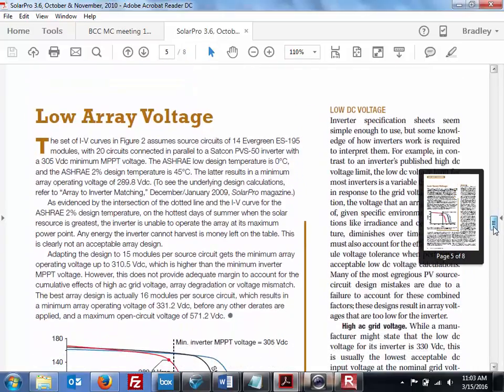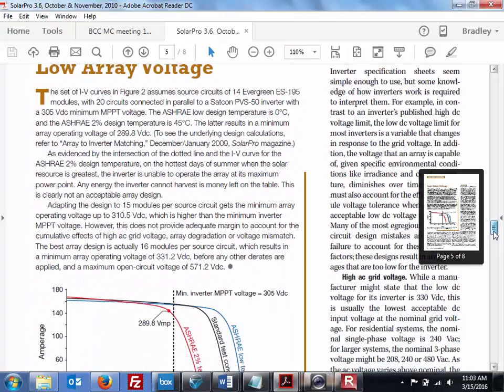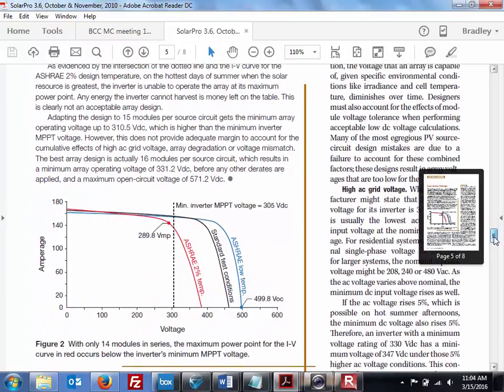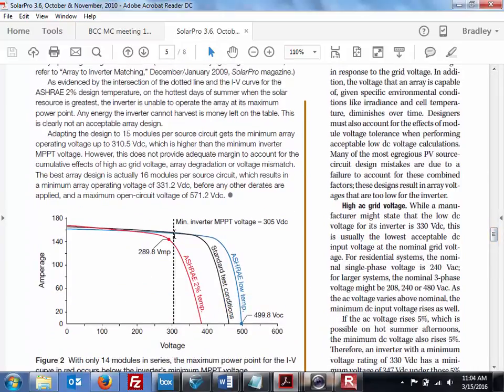Okay. All right. So what these guys are actually looking at, let's just take a look at this little figure. The set of IV curves in figure 2 assumes source circuits, so Evergreen 195 modules, 20 circuits applied and connected in parallel. That's a lot. SATCON PVS inverter with a 305 voltage DC MPPT. So we're looking, let's see what 305 is. Right here.